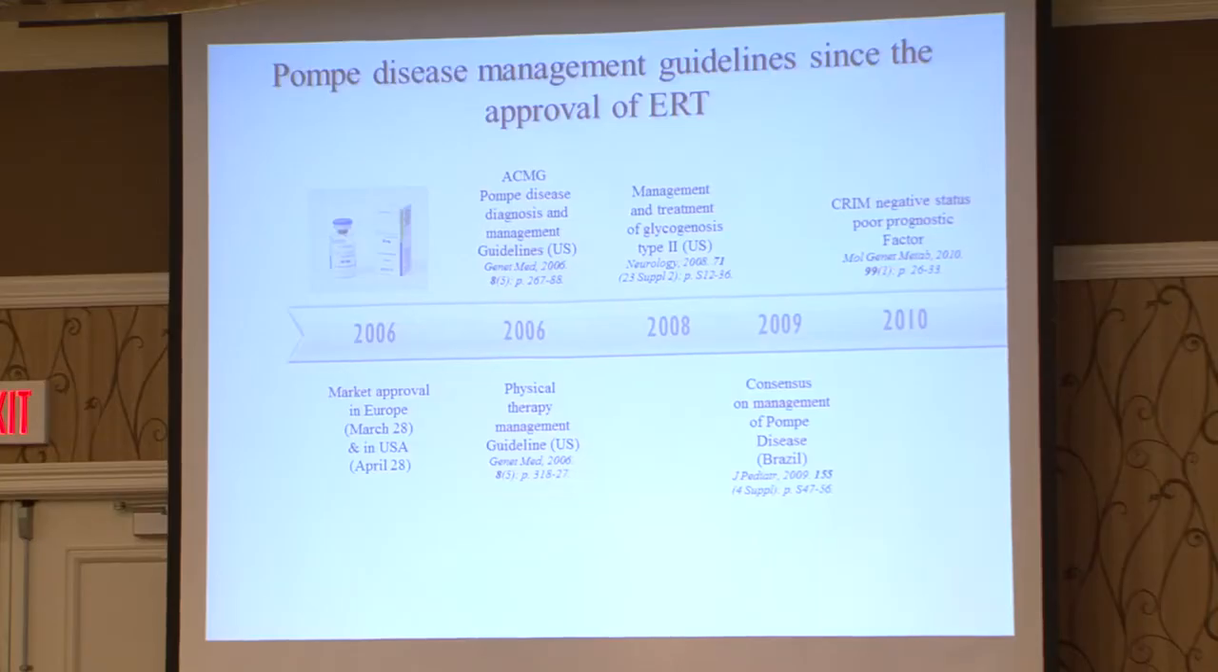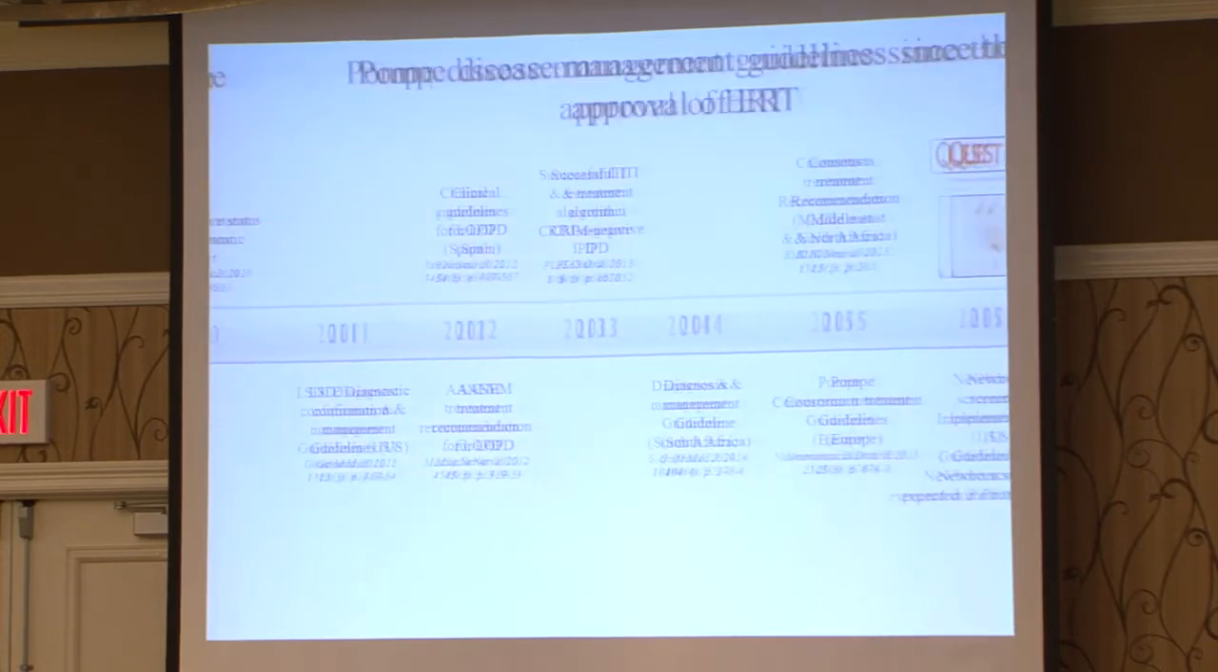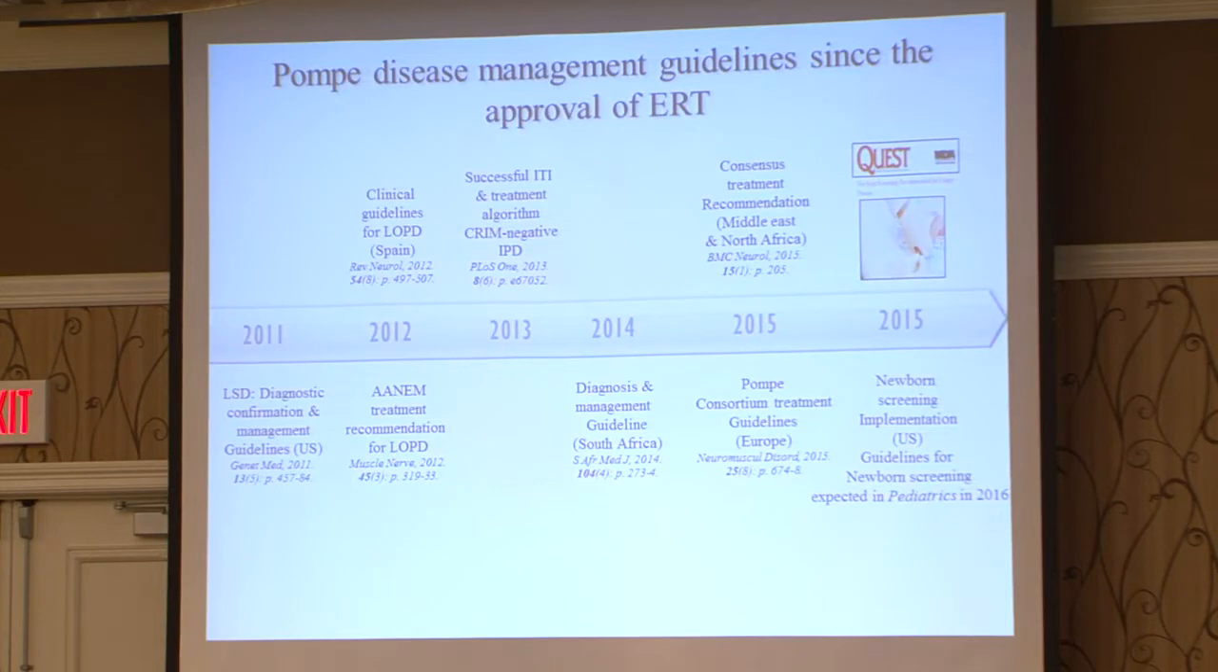So you'll see that in 2006, there were the US guidelines from the American College of Medical Genetics. There were also physical therapy guidelines published then. In 2008, there was another set of guidelines. In 2009, the Brazilian group of physicians published guidelines. In 2010, we recognized CRIM-negative status in infantile Pompe as a poor prognostic factor, so we put that in the algorithm. In 2011, the college again had guidelines for the pre-symptomatic cases.